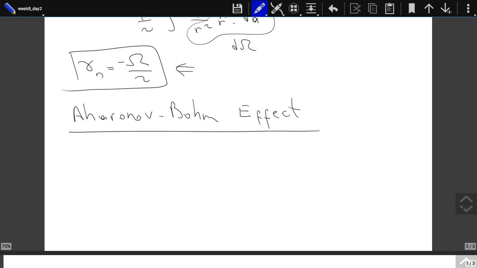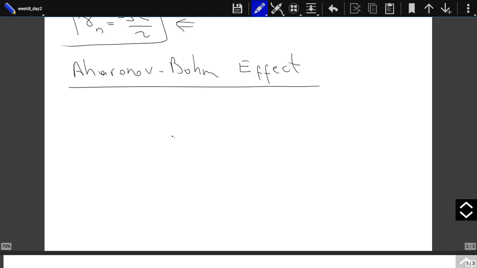So we'll assume that there is a region of space, which can be a solenoid, where the magnetic field is non-zero. Outside of this region of space, the magnetic field is 0.